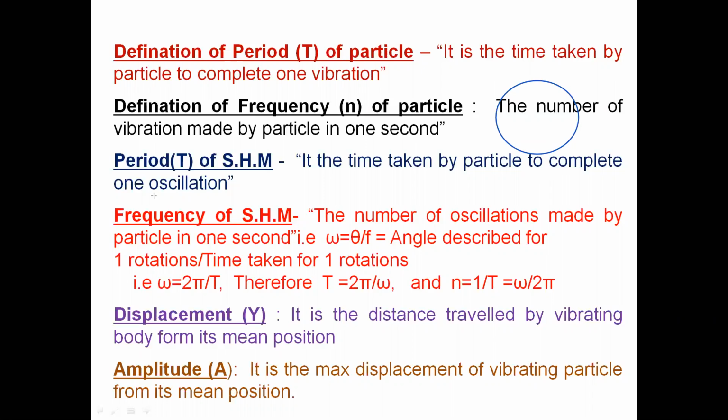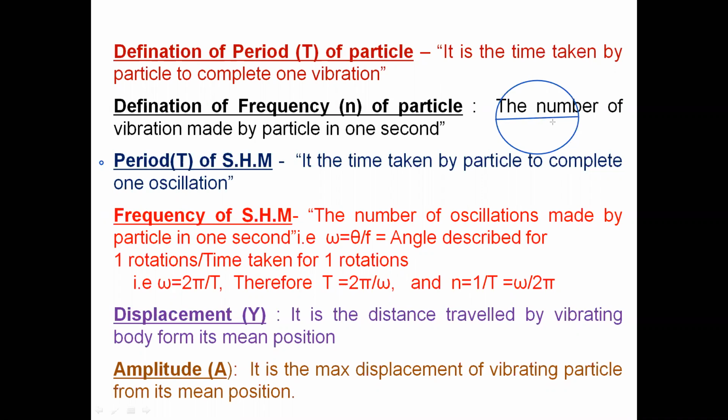Now what about the SHM? When the particle is going round, the foot of the perpendicular is going how? Straight, isn't it? As the particle goes round, the foot of the perpendicular keeps moving to and fro. This is SHM, simple harmonic motion. There are two terms, don't get confused. The particle is going round, but its foot of perpendicular is executing simple harmonic motion to and fro in a straight line, and the condition is that its acceleration is directly proportional to displacement.